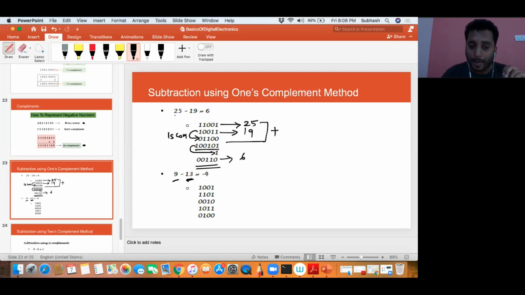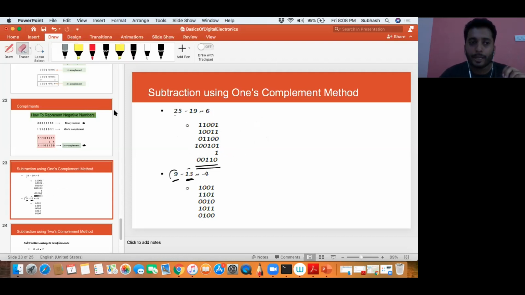How do I subtract a bigger number from a smaller number using ones complement method? Okay, very simple again. Only thing is you'll have to pay attention to it. Now I'll repeat the question once again. How do I subtract a bigger number from a smaller number using ones complement method?